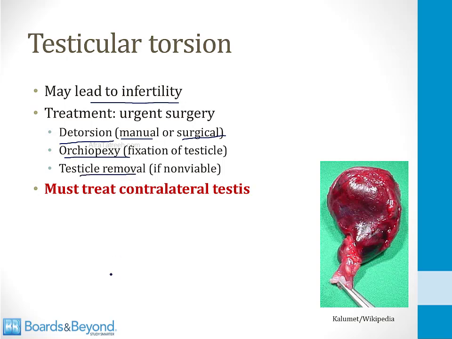And a very high-yield thing for you to know about this condition is that you must treat the contralateral testis. Remember that boys who develop this usually have an anatomic defect, and if it's present in one testicle, it's likely to be present in the other. So you treat the testicle that has the torsion, and you also secure the other testicle to the scrotum via an orchiopexy so that that testicle will not later develop a torsion as well.